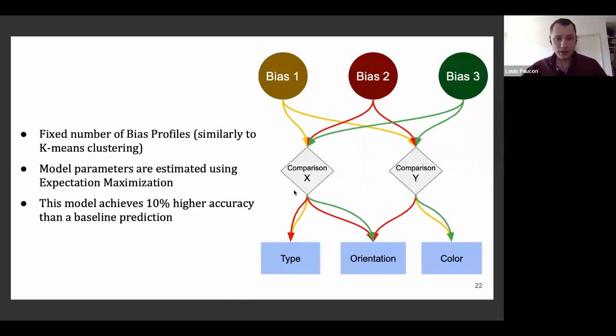So the bias profiles were somewhat similar to the k-means clustering algorithm, where the way it works is that we choose a fixed number of bias profiles and we train the parameters of all these bias profiles using expectation maximization. We found that this model had 10% more accuracy points than a baseline prediction model.